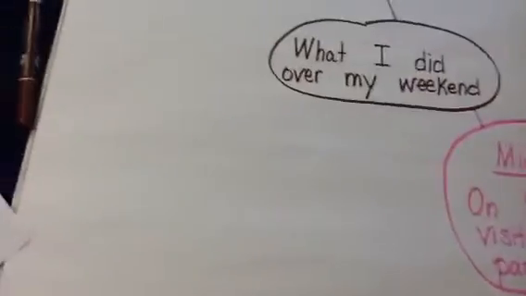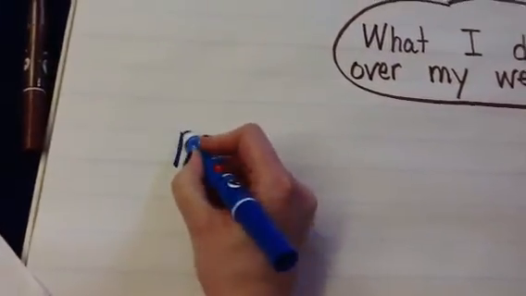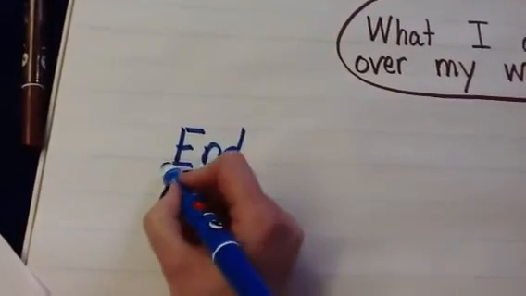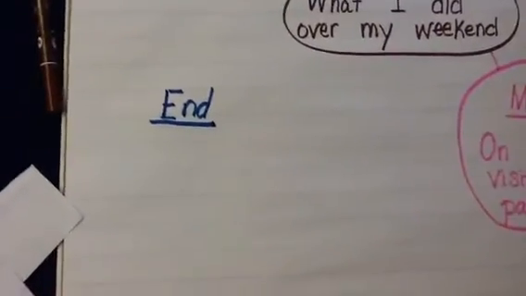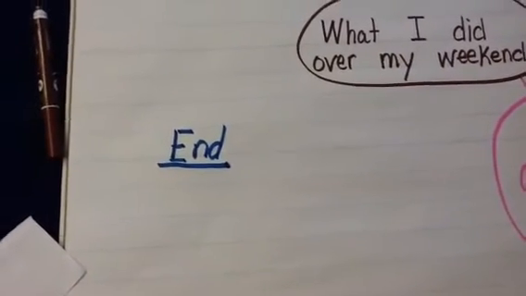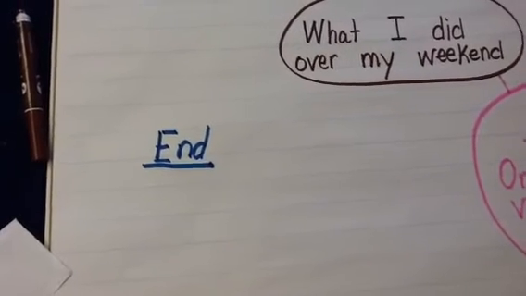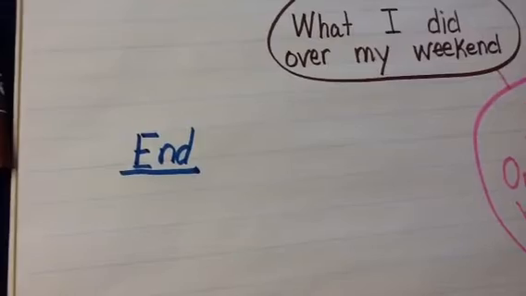Last, I need to think about something I did at the end of my weekend. So I'm going to write the word end off to the side of my paper and underline it. I want you to do that now. Write the word end off to the side of your paper and underline it. If you need more time, you can press pause. If not, we are ready for the next step.